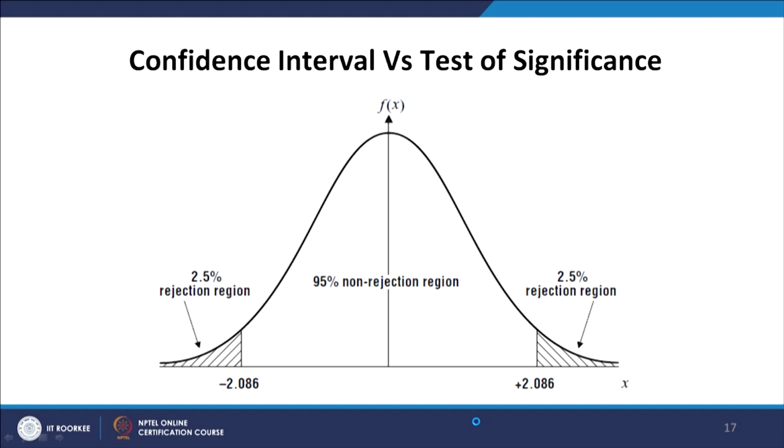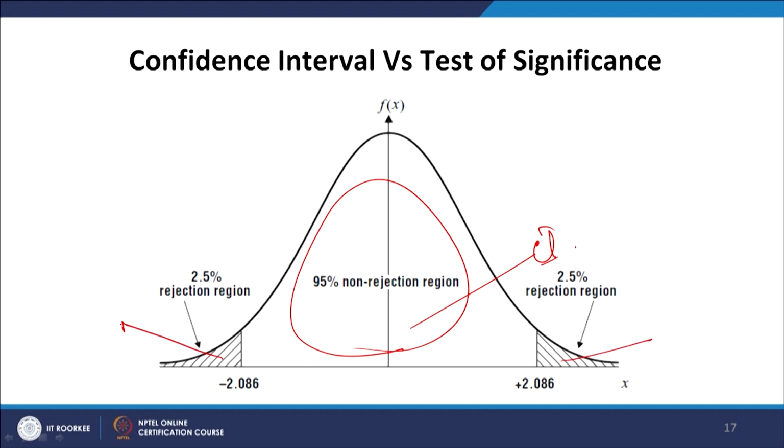Graphically, this is the 95% non-rejection region. This diagram I have almost drawn on every slide, and this is my confidence interval. This is the rejection region, 2.5% and 2.5% here. I have also mentioned the critical values here, which implies that these two add up to the significance level. So, again they give us the same results, confidence interval versus test of significance.